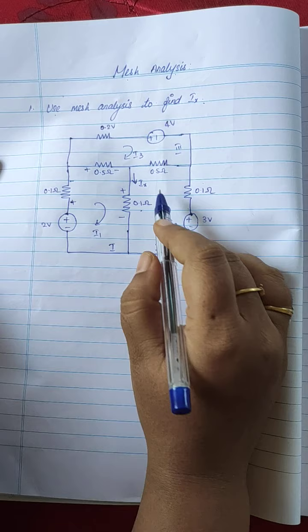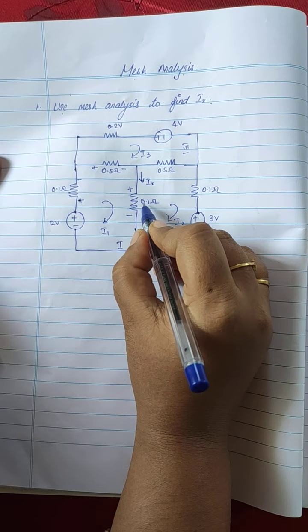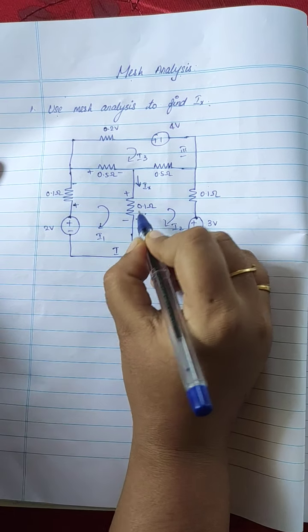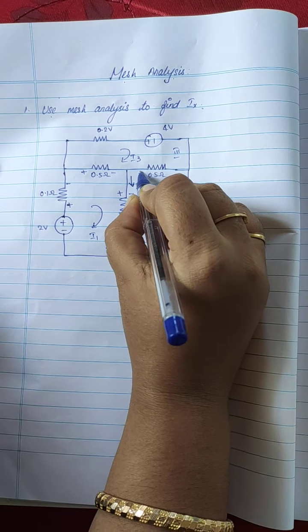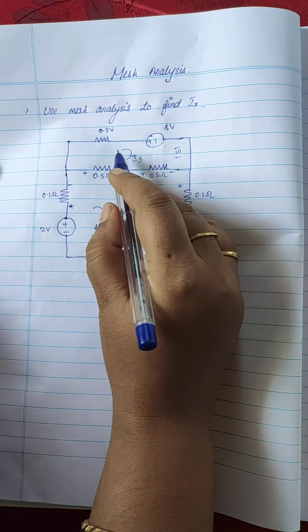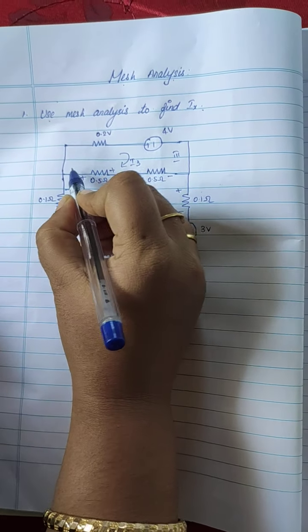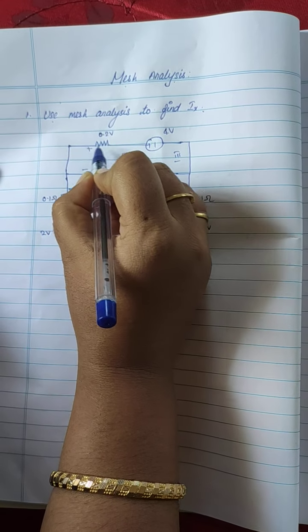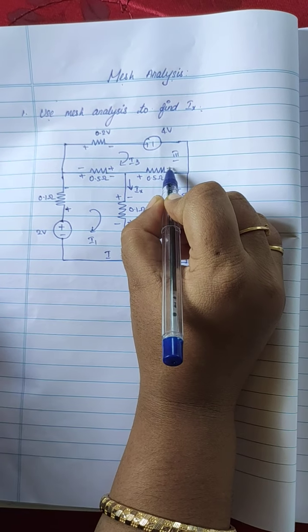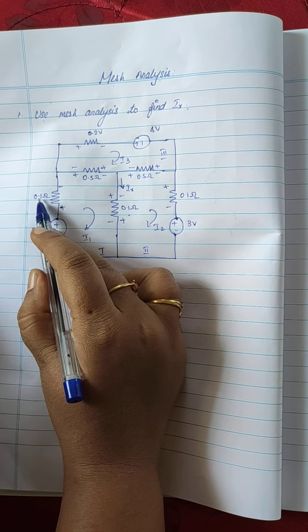Similarly through point 5 it enters here and leaves here. Similarly through point 1 it enters here and leaves here. In this loop the current also flows in clockwise direction, so through point 1 it enters here and leaves here, through point 5 it enters here and leaves here, and through point 1 again it enters here and leaves here. In loop 3 it flows in clockwise direction, so through point 5 it enters here and leaves here, and at point 2 it enters here and leaves here, and through point 5 again. So we have assumed plus and minus for the resistors.